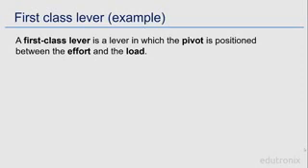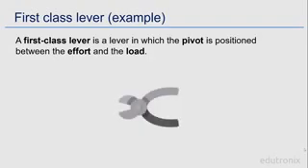Let's take a look at a typical example of a first-class lever. We have a pair of pliers in this illustration. The pivot, which is represented by the letter P in this diagram, shows the point around which the pliers' load and effort rotate. The load and the effort are on either side of the pliers. The effort in this case refers to the side of the pliers that we hold in our hands to apply force.